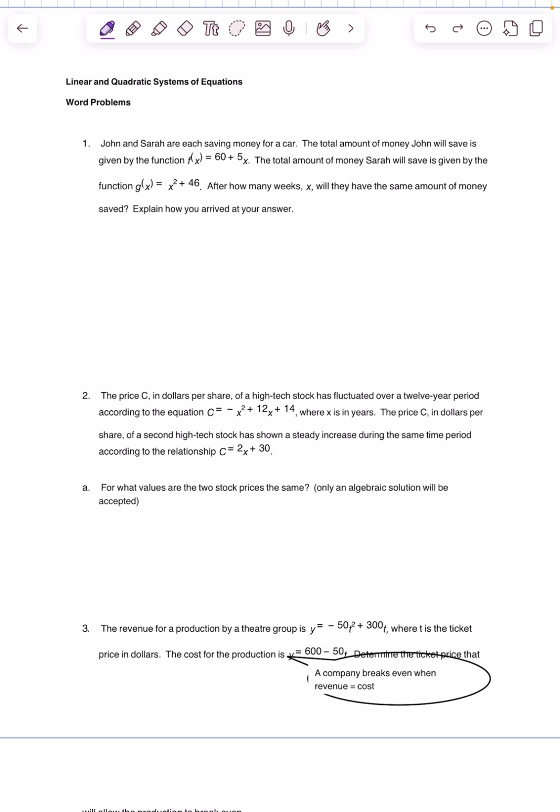Number 1 says John and Sarah are each saving money for a car. The total amount of money John will save is given by the function 60 plus 5x. The total amount of money Sarah will save is given by the function x squared plus 46. After how many weeks, x, will they have the same amount of money saved? Explain how you arrived at your answer.